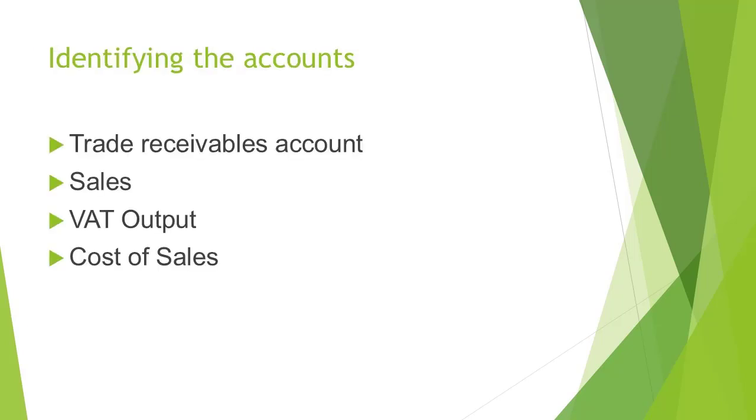The first step is to identify the affected accounts. The first affected account is trade receivables control, since inventory was sold on credit and therefore the debtor now owes the business money. The second affected account is sales. The third affected account is VAT output, since the business charges VAT on behalf of the South African Revenue Services. The fourth affected account is cost of sales, since with the perpetual inventory system, the business records the cost of goods sold at the point of sale.